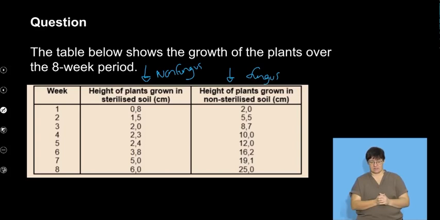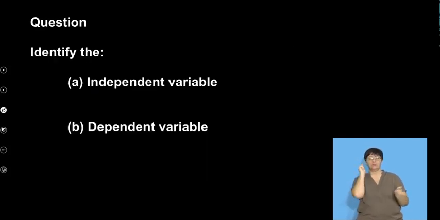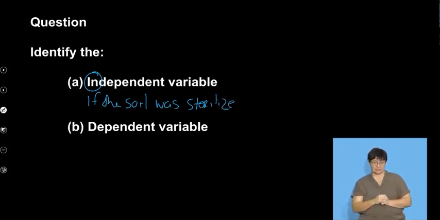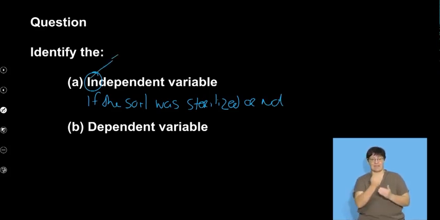Now, this is quite tricky because a lot of you say, oh, it's the first column in the table, that is, weeks. No, it's not. What were we looking for? What could we change? The independent variable, what did I decide? I decided if the soil was sterilized or not. Independent, I. What did I choose?